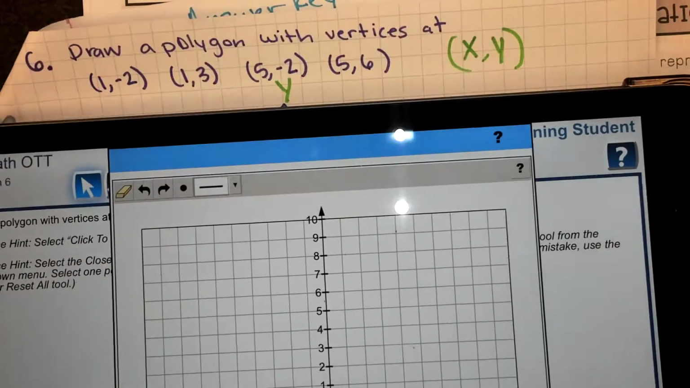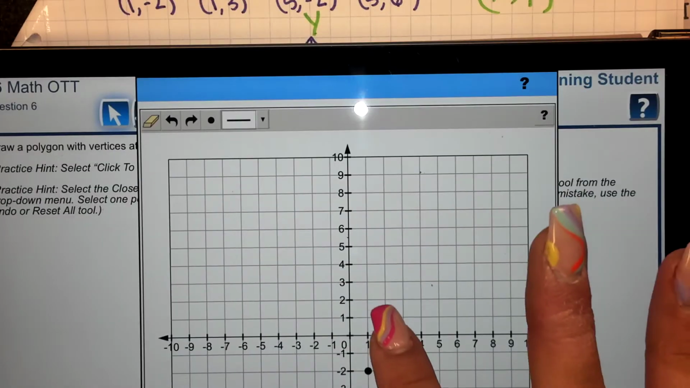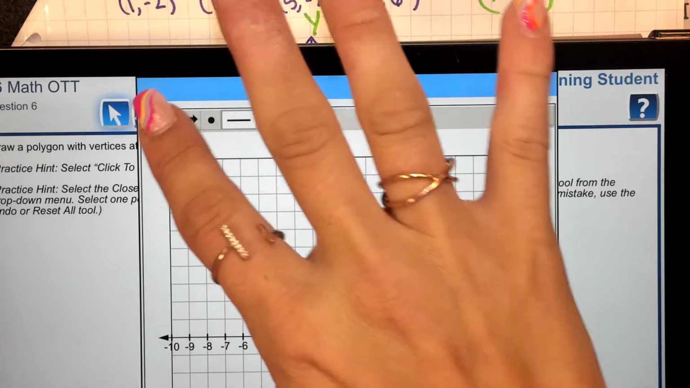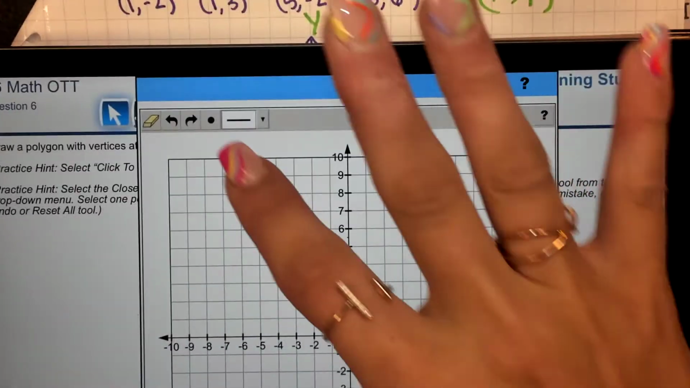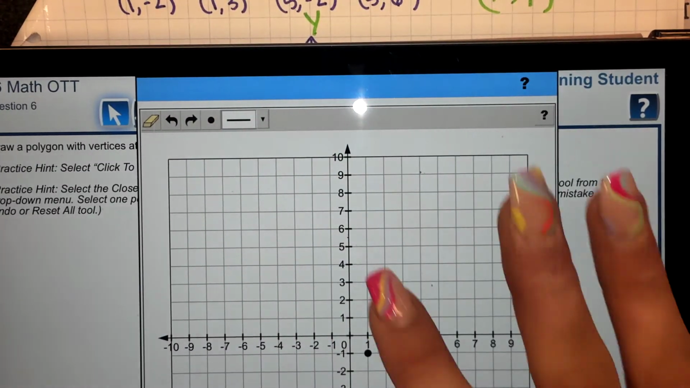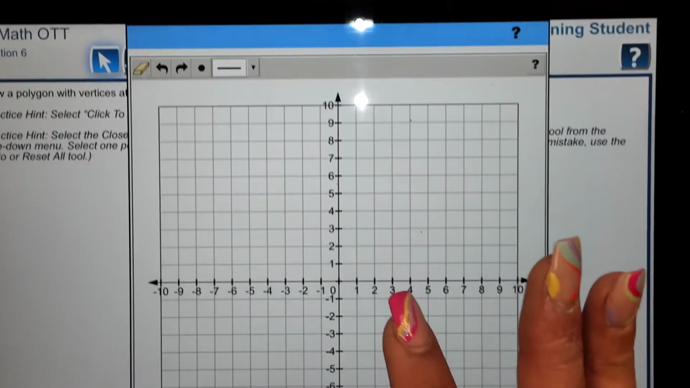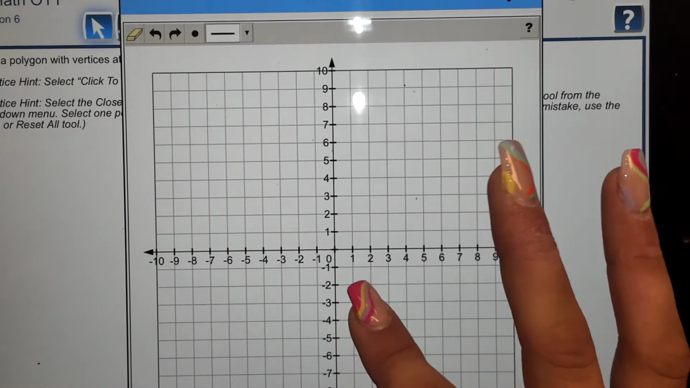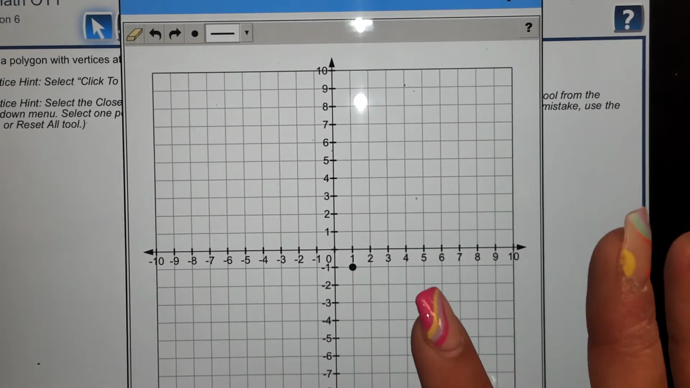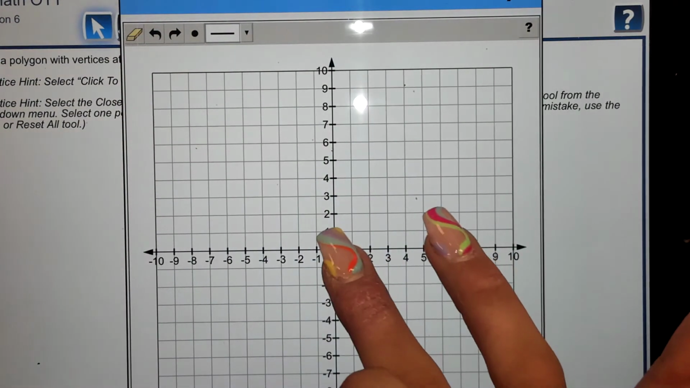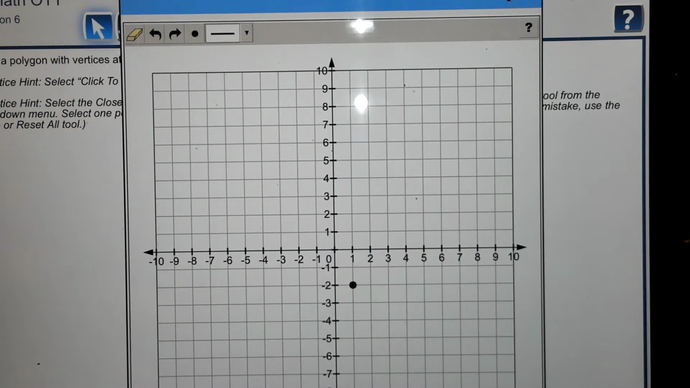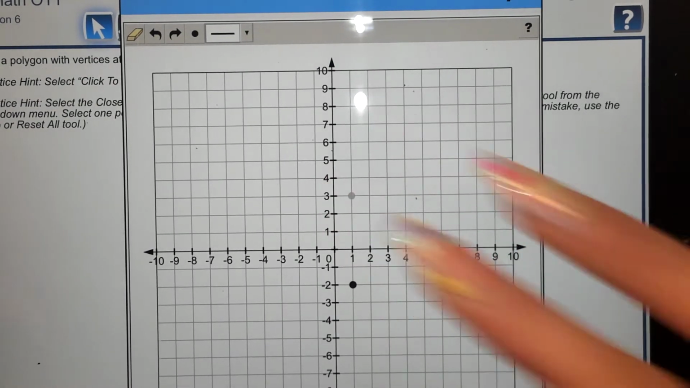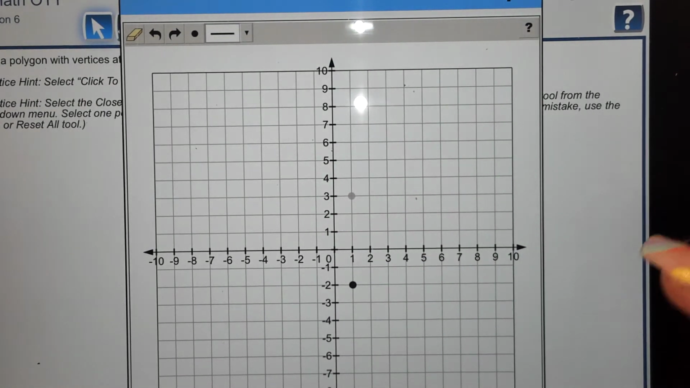And then I have to plot 1, 3. 1, up to the 3. See how it plotted it up 4? So I have to go back, make sure it is. Oh goodness, I just erased the whole thing. 1, negative 2. You can put your finger on it and drag it. Can't see it over my nail. There we go. 1, negative 2, and then 1, 3. There we go. And then, why didn't it go there?